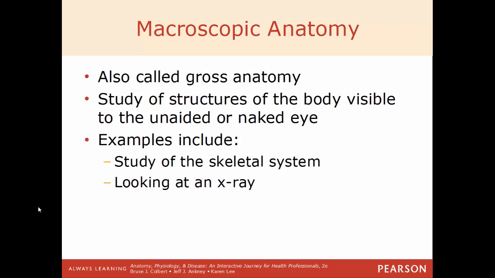Okay, the opposite of that would be macroscopic anatomy. It's also called gross anatomy. This is the study of structures of the body that are visible to the unaided or the naked eye. So things that you can see without any help at all, without using any other tools, such as using x-rays or studying the skeletal system. You don't need a microscope for those.